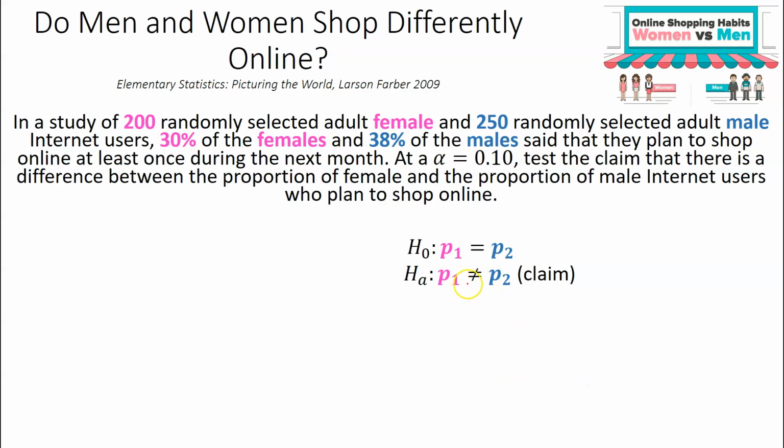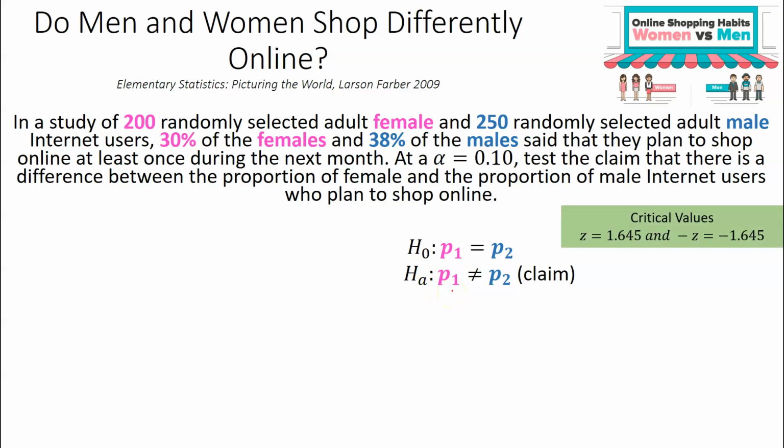Here again, the null has the equality. Now, in this case, you could maybe infer a less than or greater than, but I'm just going to do a two-tailed test. I'm just going to say it's different, because it doesn't really say more or less. It just says that they're different. So I'm going to use this as my alternative here.